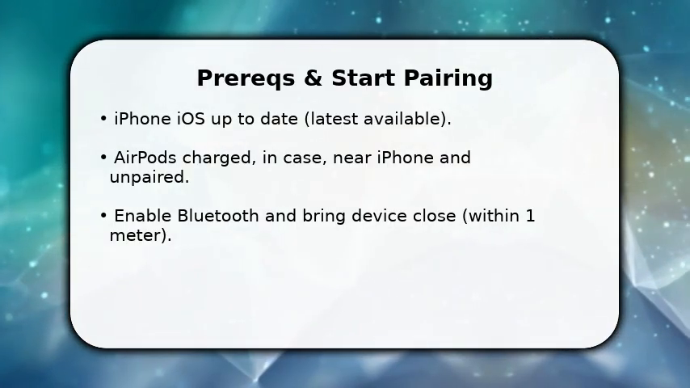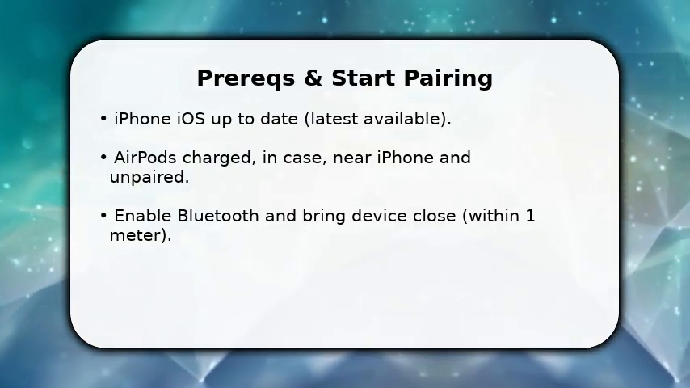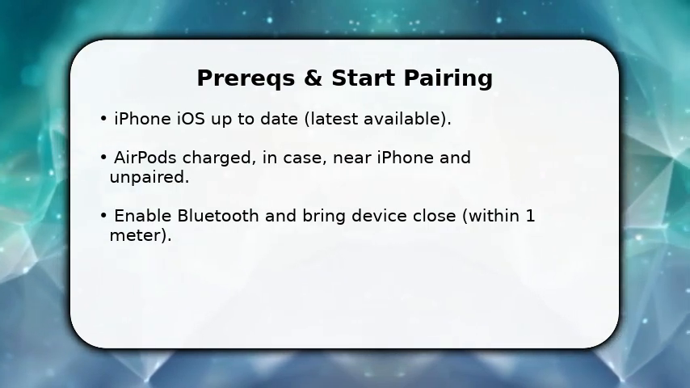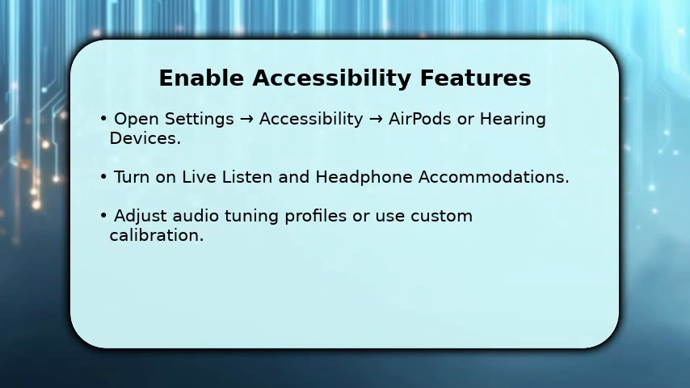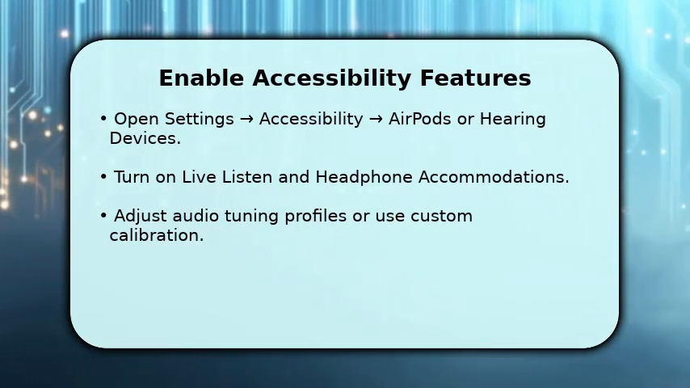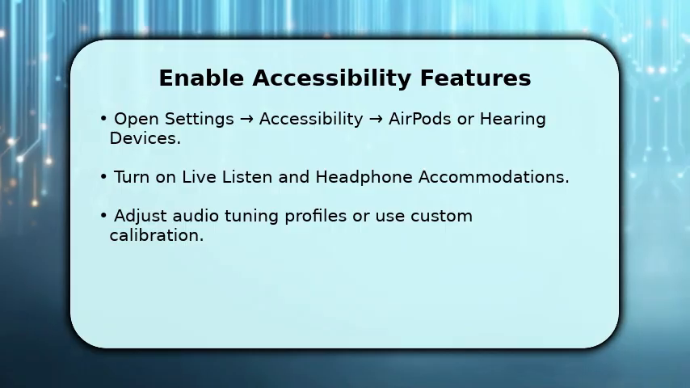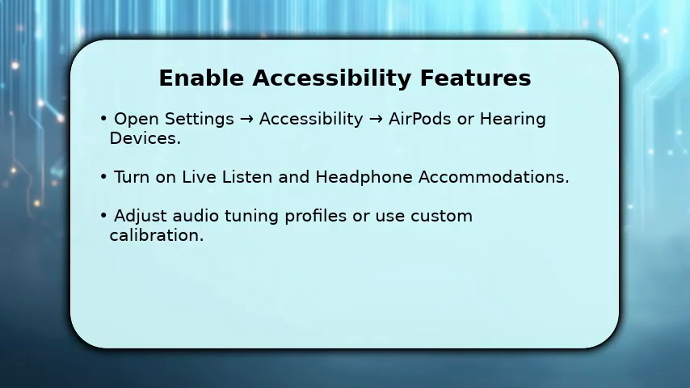This is necessary so the accessibility features can detect your AirPods and use live listen and headphone accommodations. Now go to Settings, choose Accessibility, then tap AirPods or hearing devices to find live listen and headphone accommodations. Turn on live listen to use your iPhone as a remote microphone that sends sound to the AirPods. This improves speech clarity in noisy places.